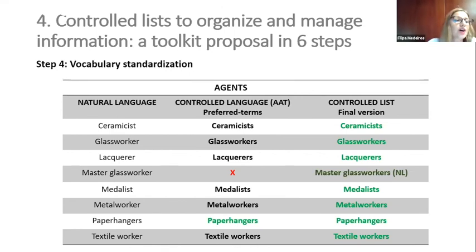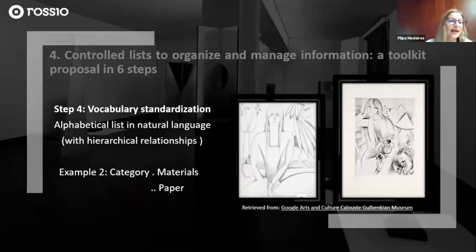Third situation, the concept does not exist in the controlled vocabulary. Add it to the list with an indication that it derives from the natural language, such is the case of the concept master glass workers. However, in the midterm, our goal is that the list of control terms may evolve into a more complex semantic tool, namely a taxonomy.